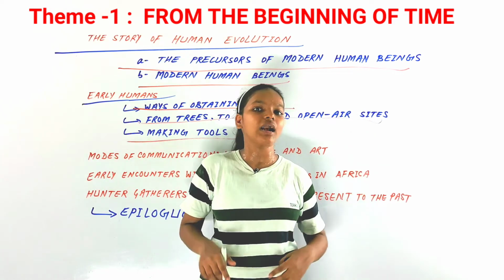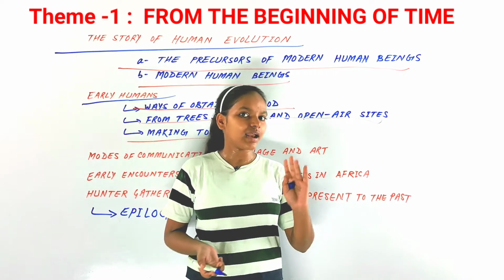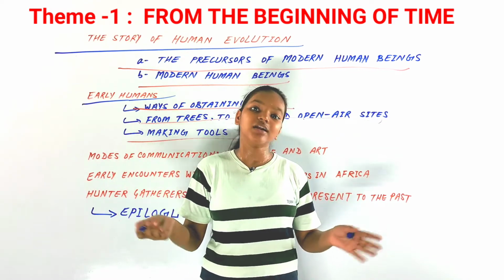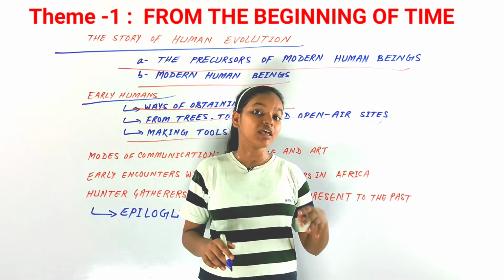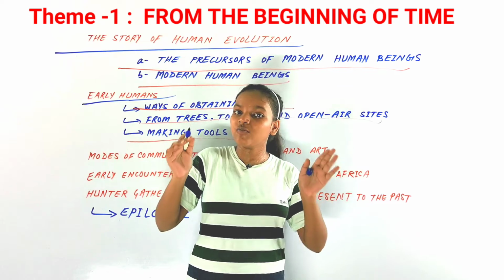It's not like they would make synthetic fibers; they had to take it from the fur-bearing animals. If an animal doesn't have any fur, then how would they make clothes for themselves? So that is about the early humans making tools.